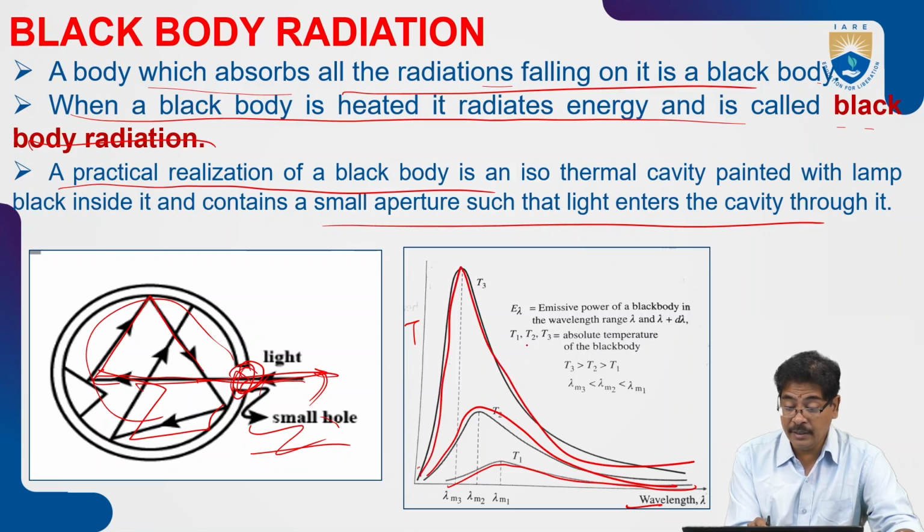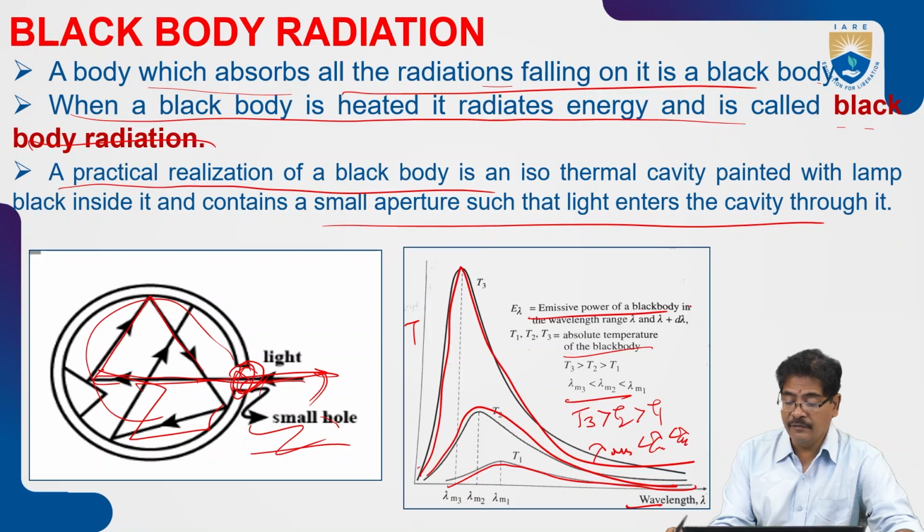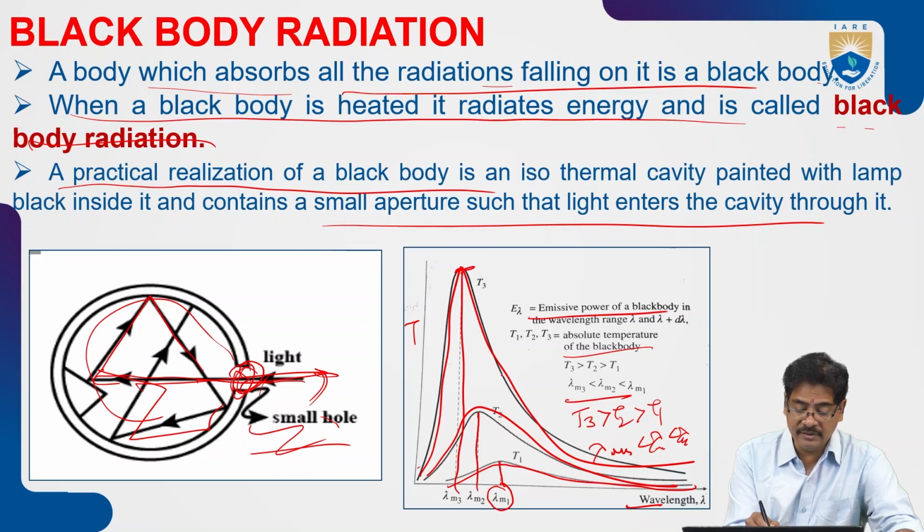That means T1, T2, T3 are the absolute temperatures of the black body. Here we have T3 greater than T2 greater than T1, and lambda M3 is less than lambda M2 less than lambda M1. That is the emissive power of a black body in the wavelength range of lambda and lambda plus d lambda. This is the emissive power at T1, this is T2, and this is T3. So we get lambda M into T equals a constant.